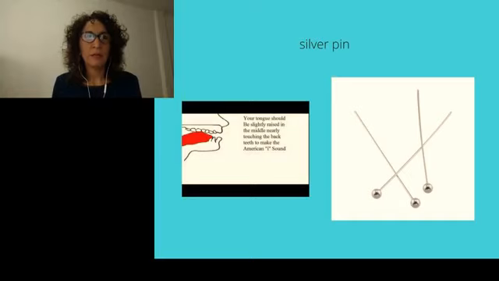Silver pin. So notice I'm not smiling, I'm not doing this, just relax, silver. And I can feel my tongue a little bit up. All right, now we're going to go on to some vowel sounds.